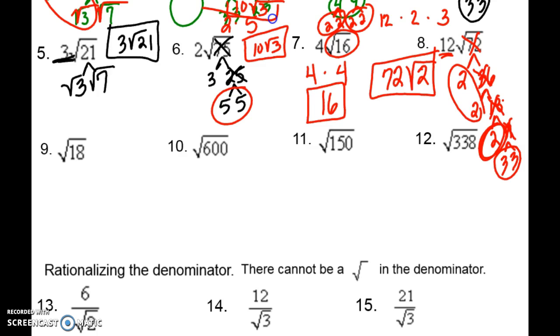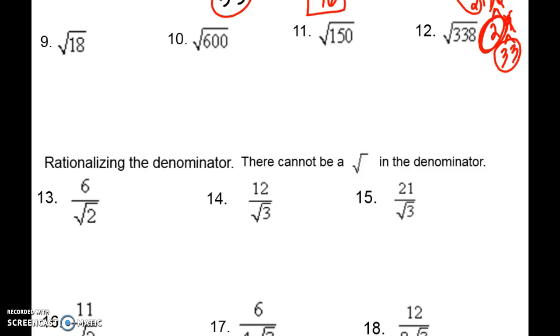Okay, try 9 through 12. Okay, how'd you break down 18? Okay, my turn. 2 and 9. We're recording. Number 9 is 3 and 3. Do I have a pair? What happens to my pair? It gets to come outside. What has to stay inside? 2.